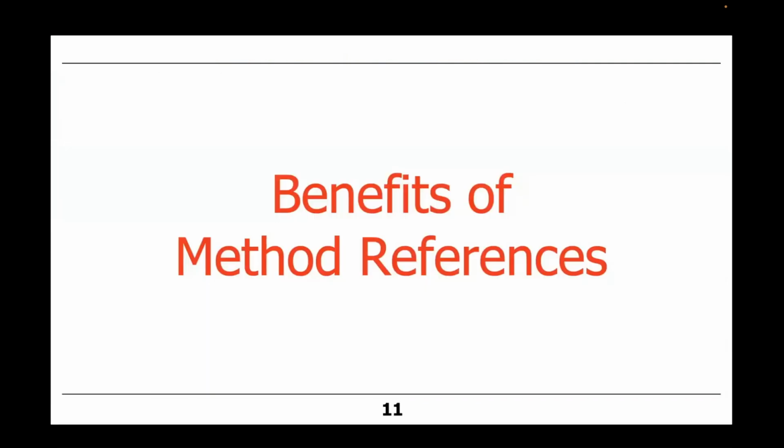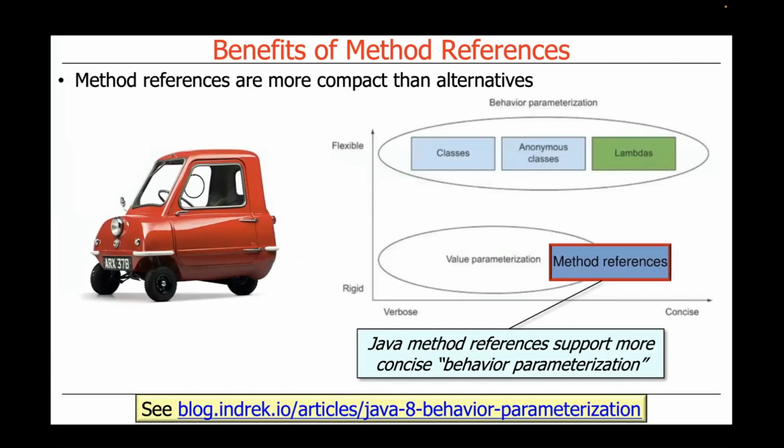Let's talk about some of the benefits of method references. The thing that is really nice about method references is that they're very, very compact. They're more compact, more concise than lambda expressions. They support behavior parameterization, however, just like lambdas do. They just do it in a more concise way.